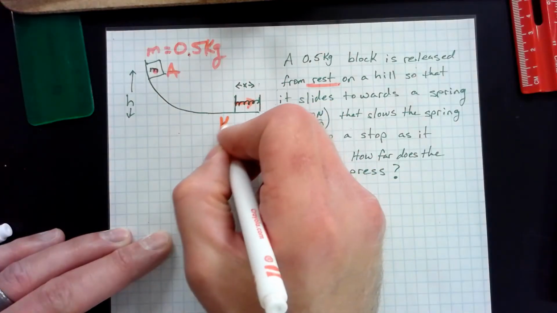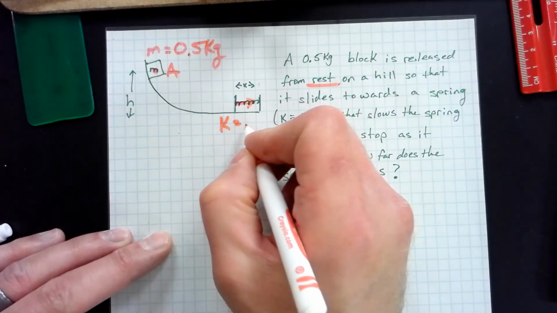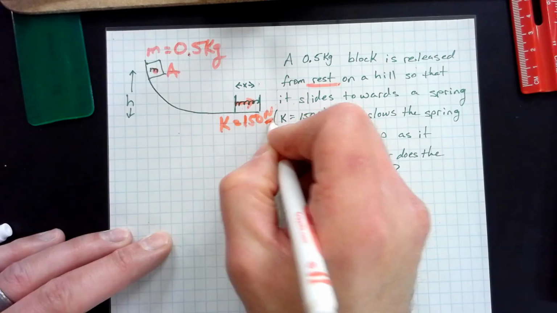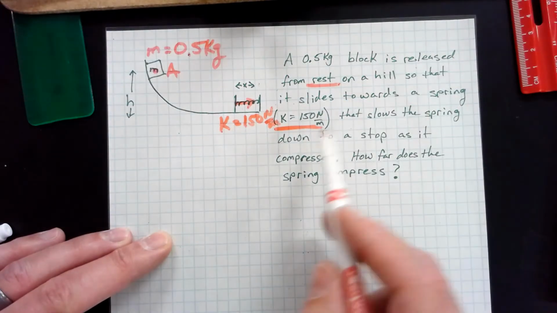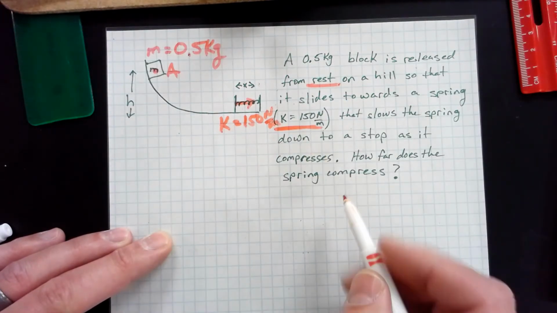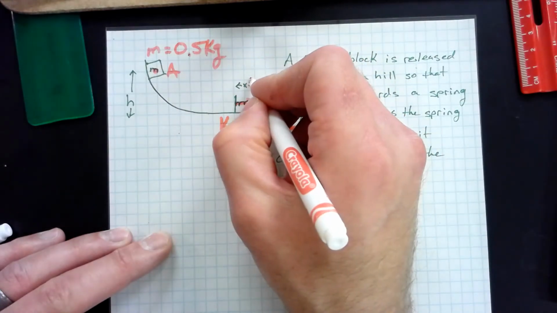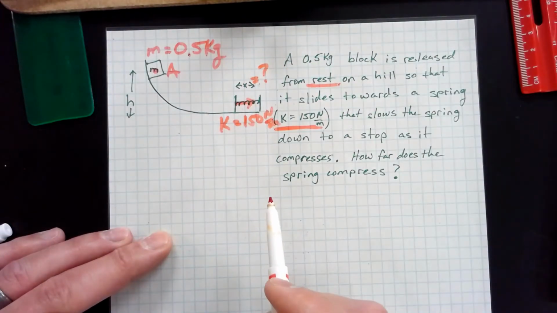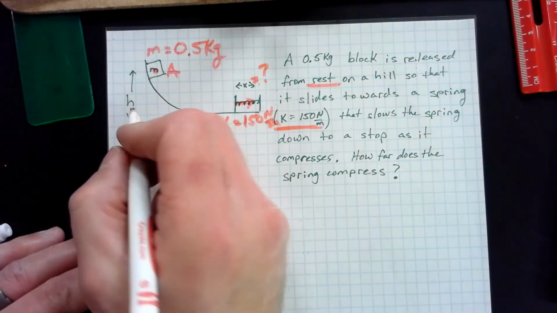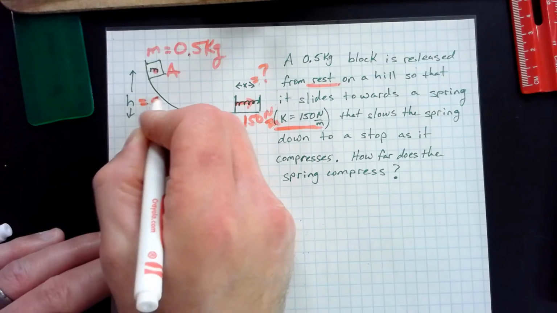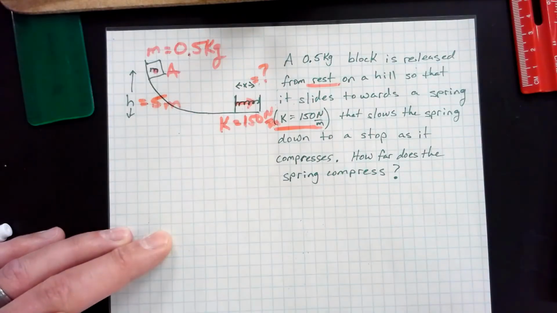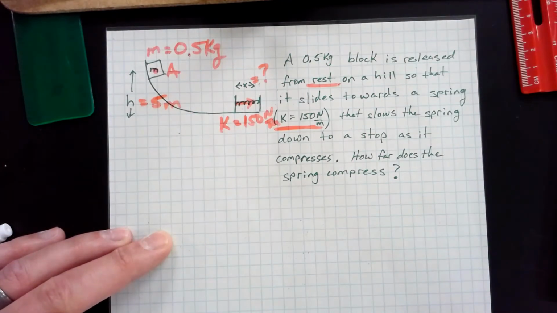So instead of writing out the whole problem, just write out that the spring constant next to the spring is that. And how far does the spring compress? Equals question mark. Hey, we have to know how high that is. All right, well, I didn't choose the height. I'm just going to make one up. Let's choose 5 meters.